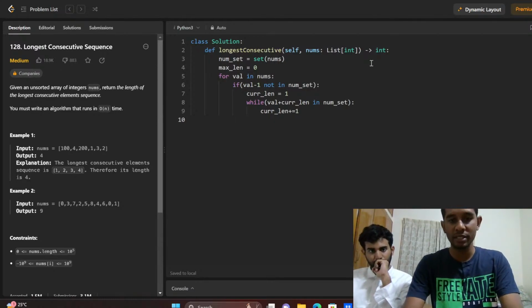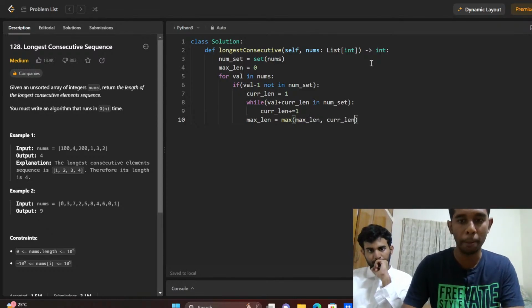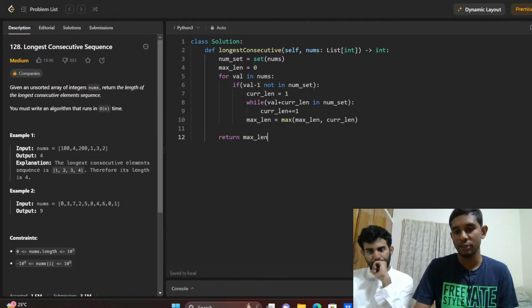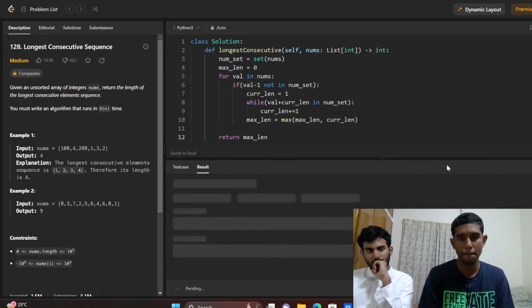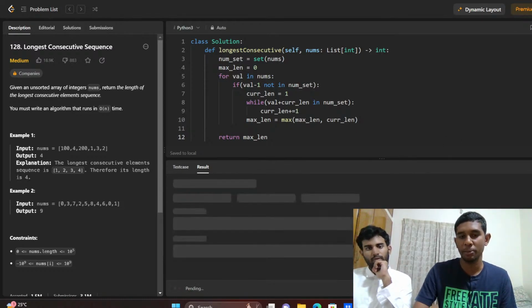Finally, once this is done, what we have to do is max length is equal to max of max length and cur length, right? And finally, we just go here and return our max length. So let's just run this. Yeah. And let's just submit this also.